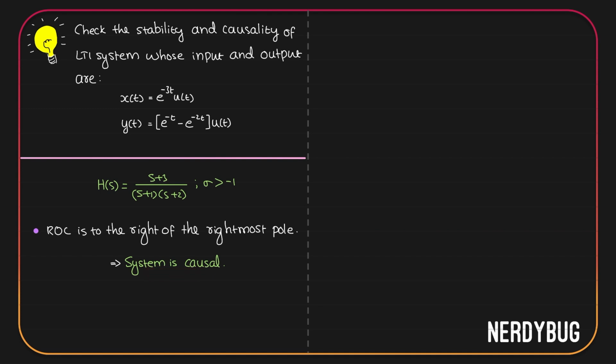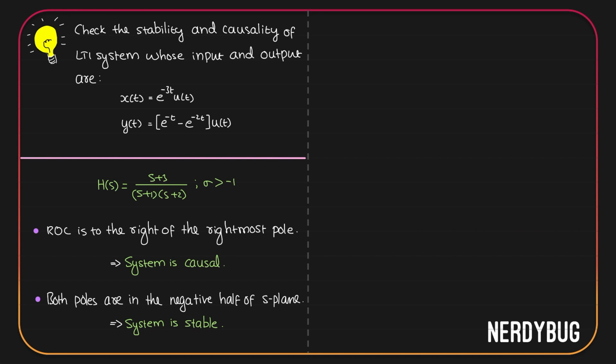Now, to check the stability, we have learned that if a system is causal, then the only condition it has to satisfy to become also stable is that all the poles should be on the left side of the plane. Here the poles are at minus 1 and minus 2, both on the left side, so the system is also stable.